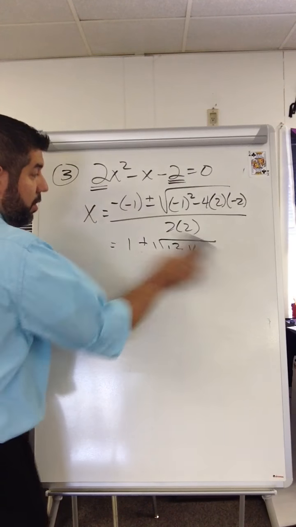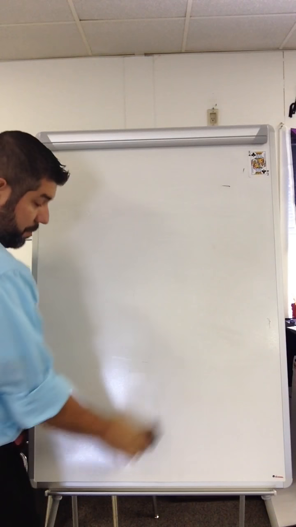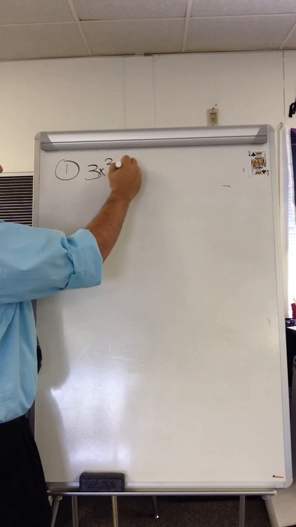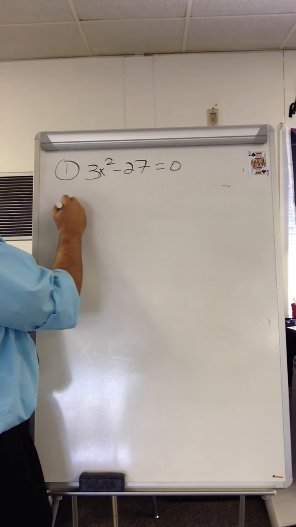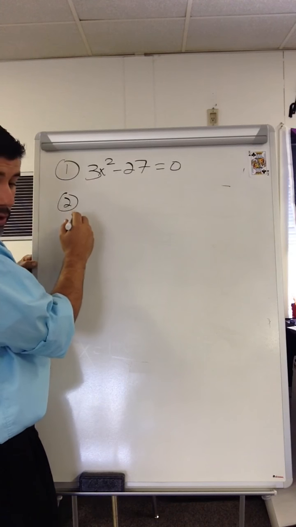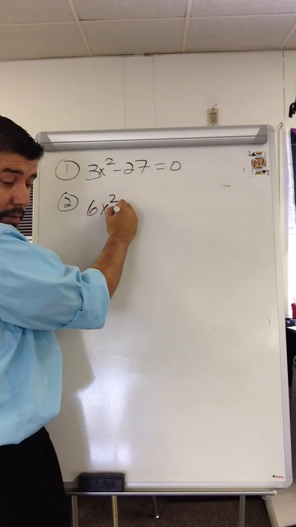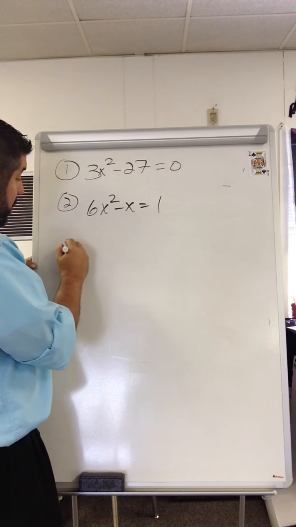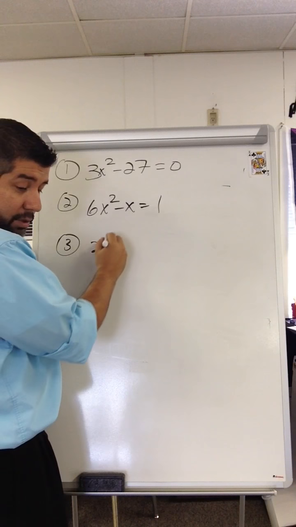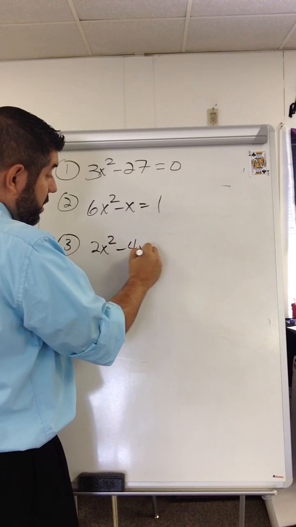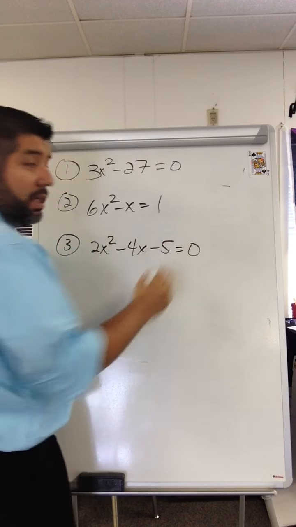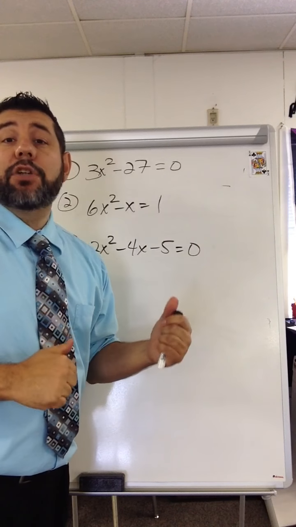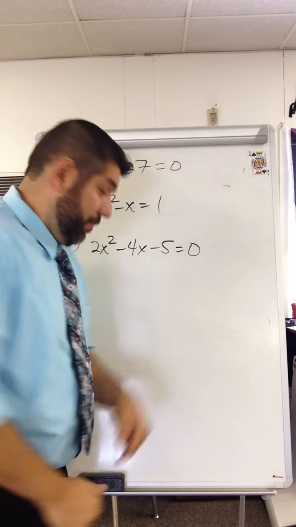So here are your practice problems. The first one is solve 3x squared minus 27 equal to 0. The second one is solve 6x squared minus x equal to 1. And the last one is solve 2x squared minus 4x minus 5 equal to 0. If you want, you can pause the video right now. I'm going to go ahead and finish off with the solutions to each of these, okay?